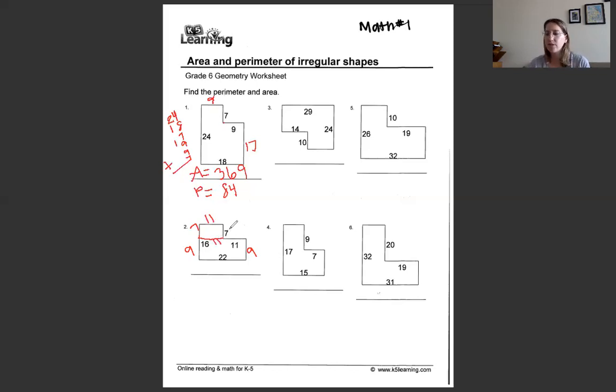So now we can absolutely go ahead and do our area. So we're gonna do this top portion first. 7 times 11 is 77. And then 22 times 9 is 198. Again, okay, if you use a calculator on that part. Then we're gonna add these two together. So you get 198 plus 77. And your area should be 275. Area equals 275, right? So that's how we found our area.